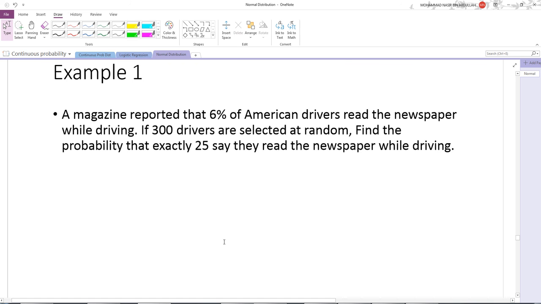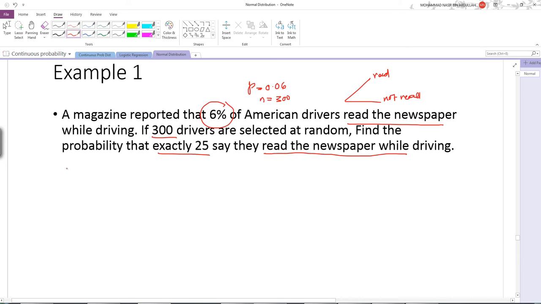Now, let's look at example number 1. A magazine reported that 6% of American drivers read the newspaper. So we have two outcomes: read newspaper while driving and not read newspaper while driving. So this is the probability of success, 0.06. And if 300 drivers are selected at random, so n is equal to 300. Find the probability that exactly 25 will say that they read the newspaper while driving.